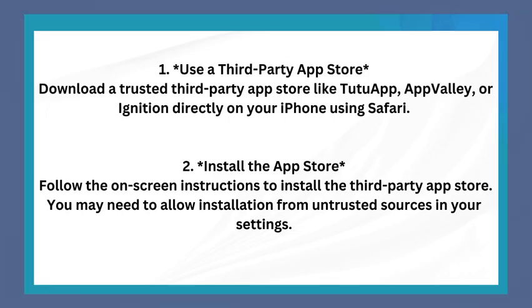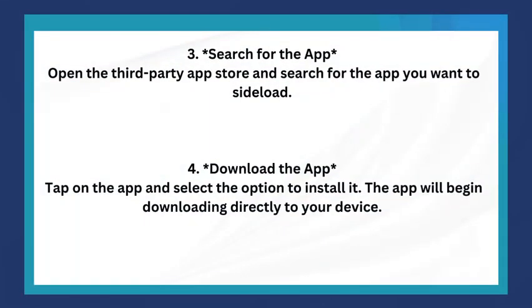The third step is to search for the app. Open the third-party App Store and search for the app you want to sideload. The second last step is to download the application. Tap on the app and select the option to install it. The app will begin downloading directly to your device.